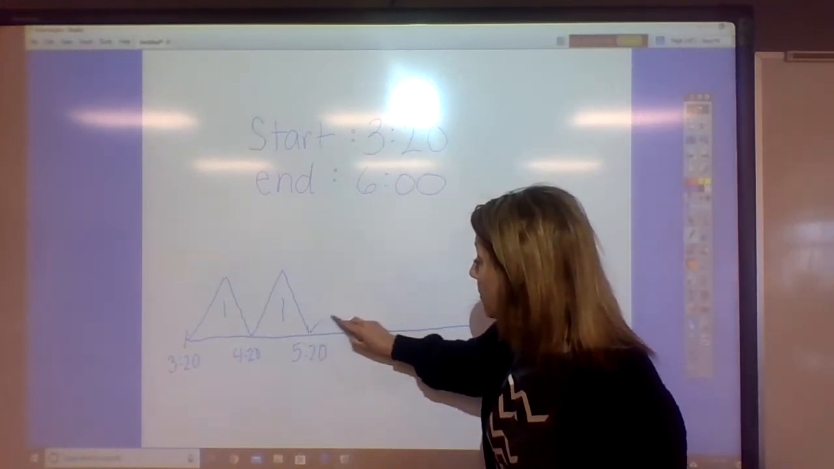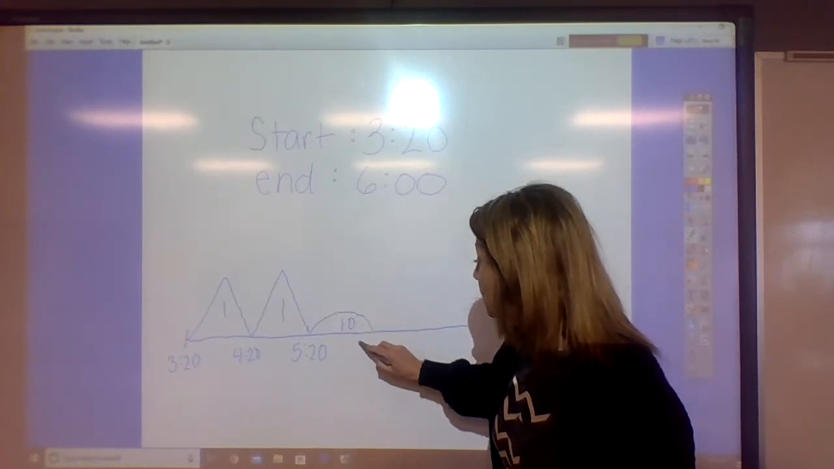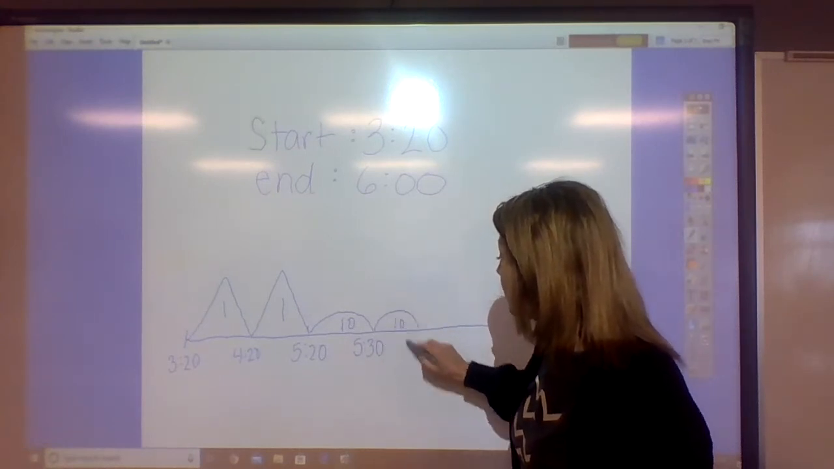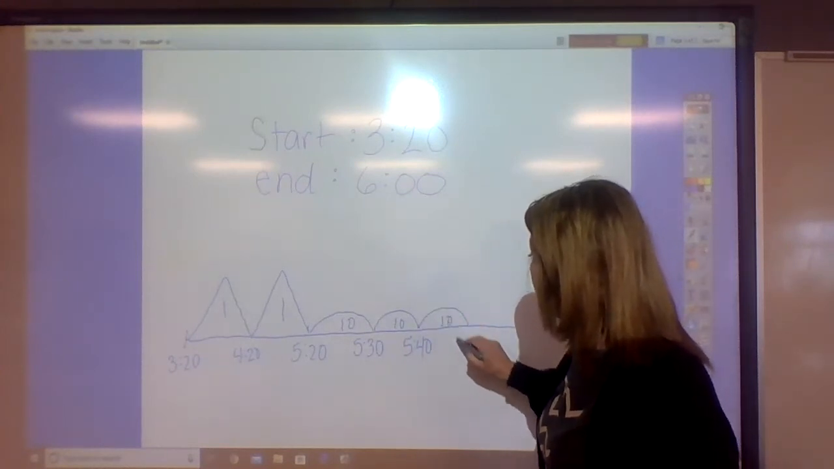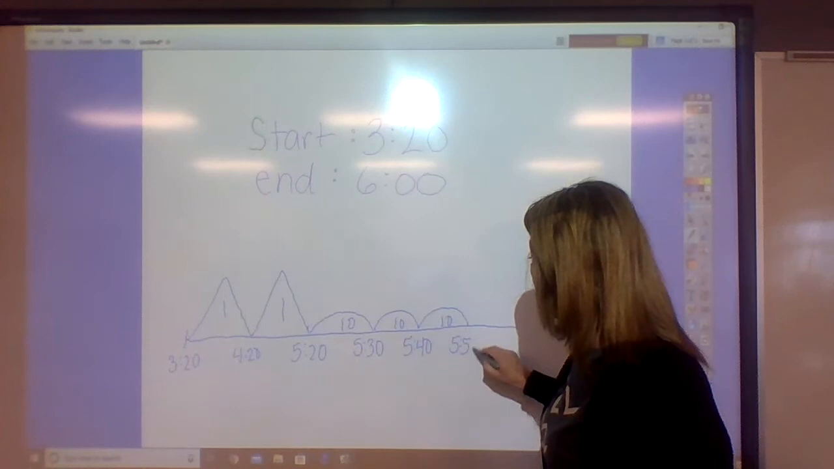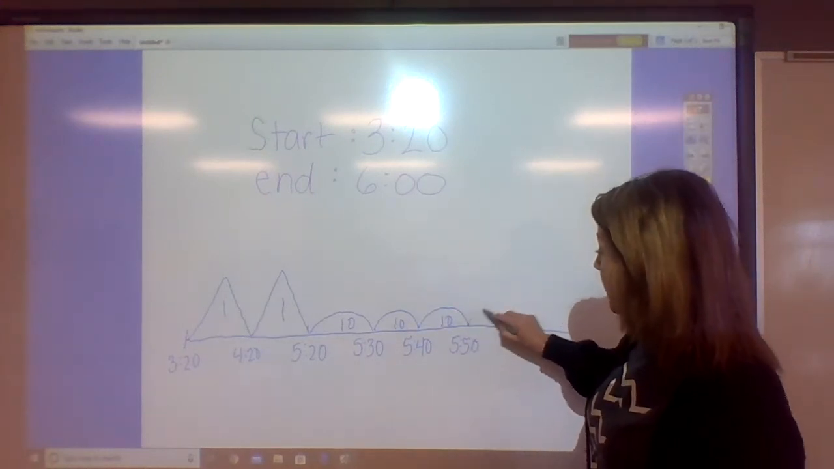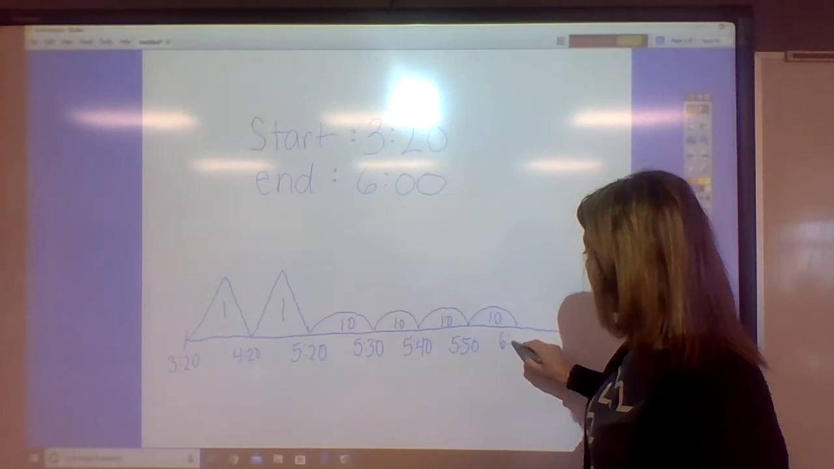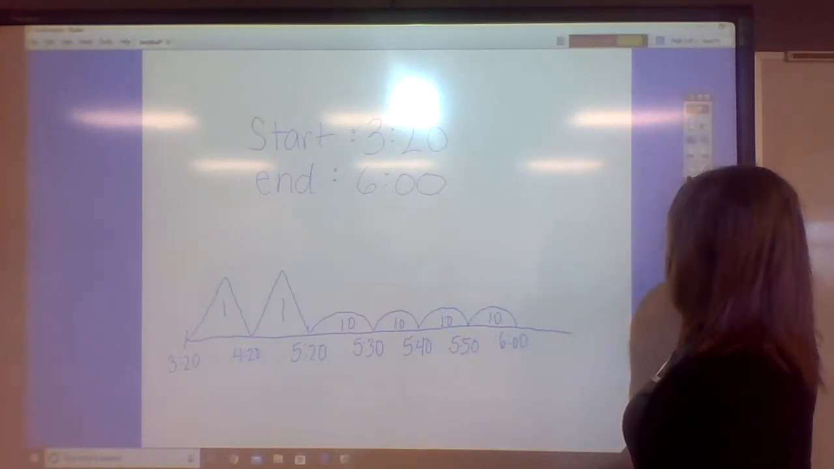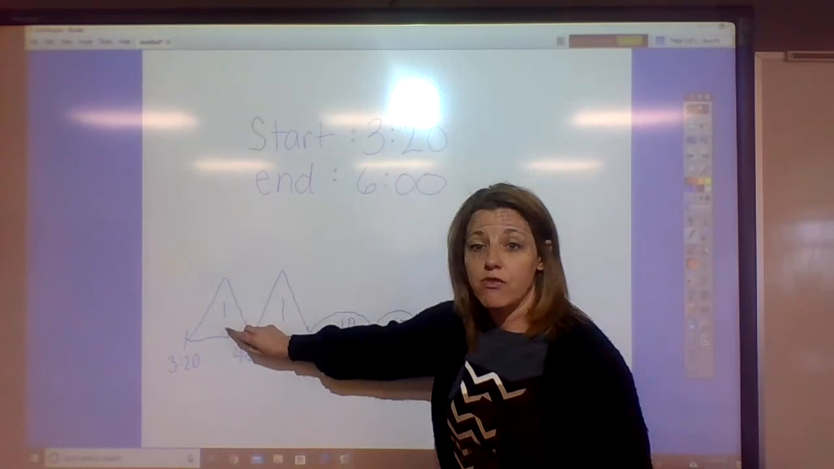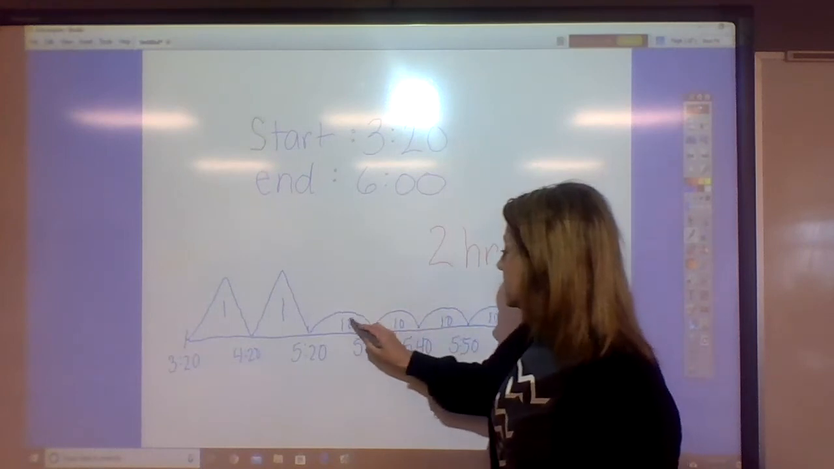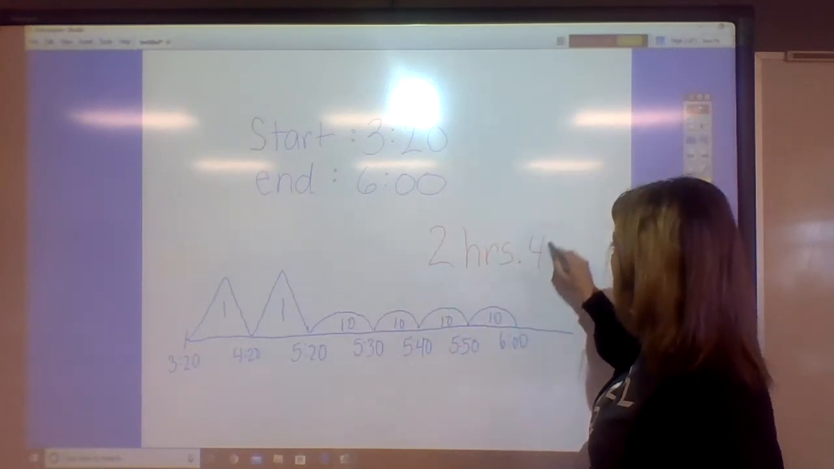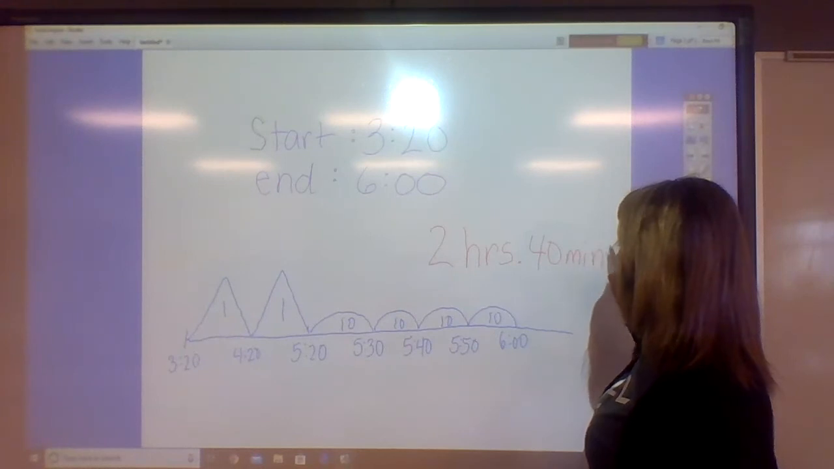So I'm at 5:20. I'm going to count 10 minutes, which would be 5:30. Another 10 minutes is going to be 5:40. Another 10 minutes is going to be 5:50. And remember, after 50, 10 more minutes is going to give us the next hour, which is 6 o'clock. So I need to figure out my elapsed time. I have 2 hours and 10, 20, 30, 40 minutes.